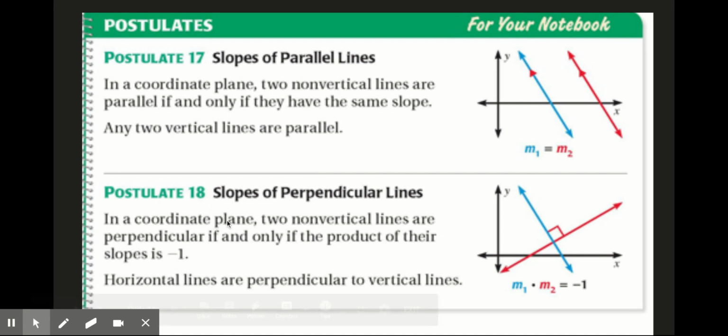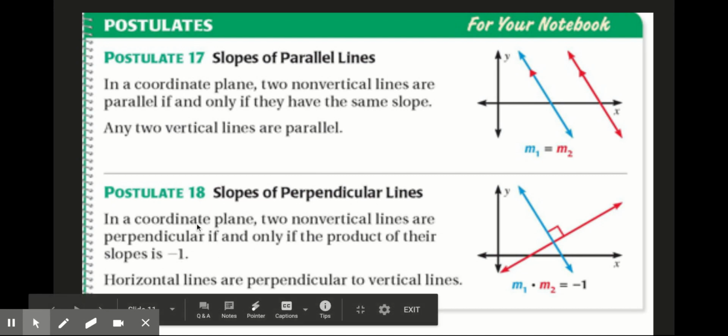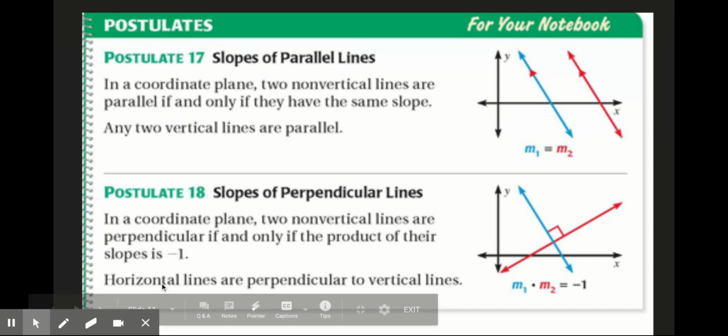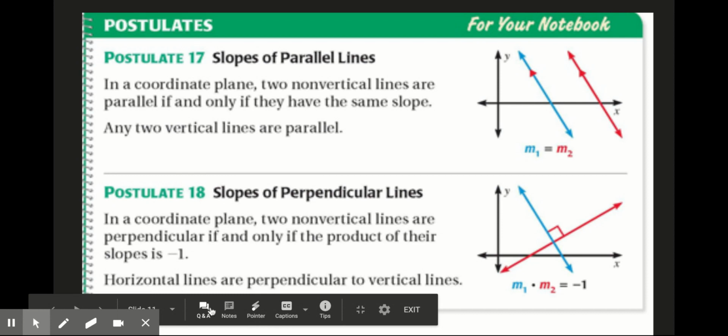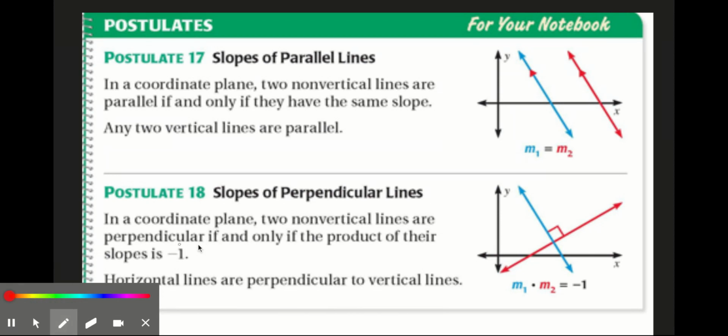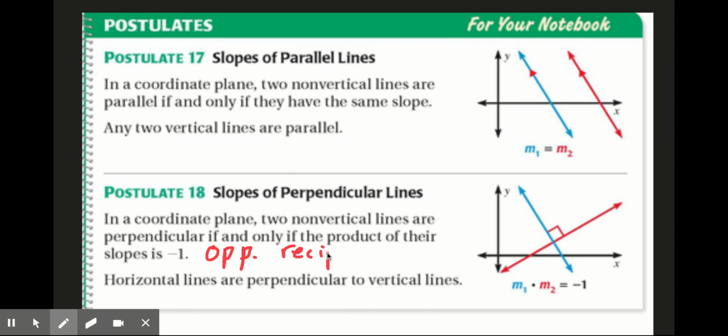With perpendicular lines, it says here that two non-vertical lines are perpendicular if and only if the product of their slopes is -1. Really, the better way to think about this is opposite reciprocal. Opposite reciprocal, okay? When we break down what opposite reciprocal means, the opposite means we need to change the sign. Again, is that worth memorizing? Of course it is. But let's also look at the context of the problem.